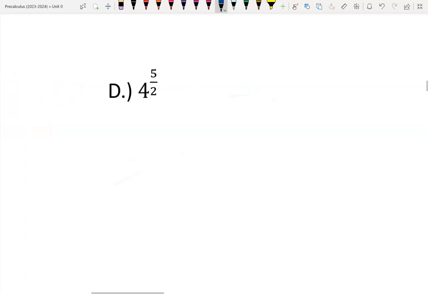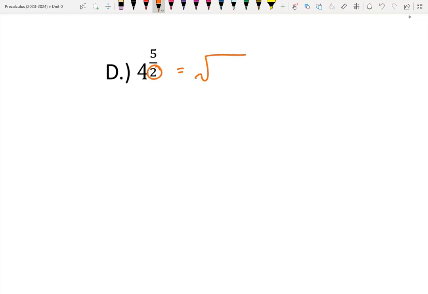Let's go ahead and do one more over here. So that is 4 to the 5/2. So this one, 2 is our index, so that would be the square root of 4 to the 5th. Now, this one is a lot easier if you write it with the 5 outside, so I'm going to go ahead and do that.